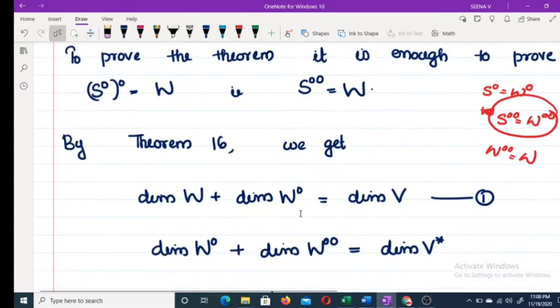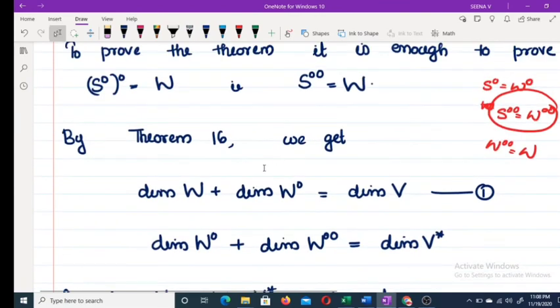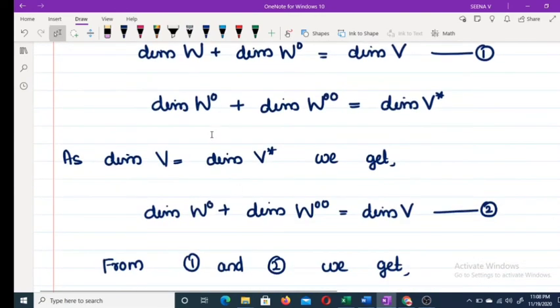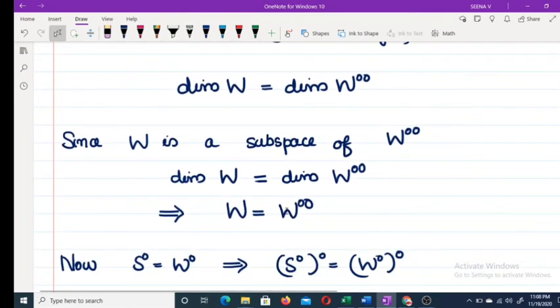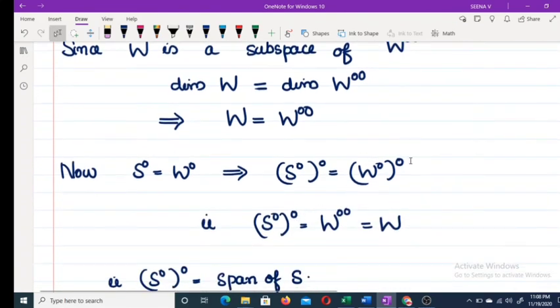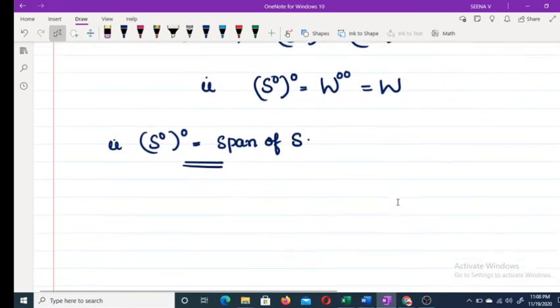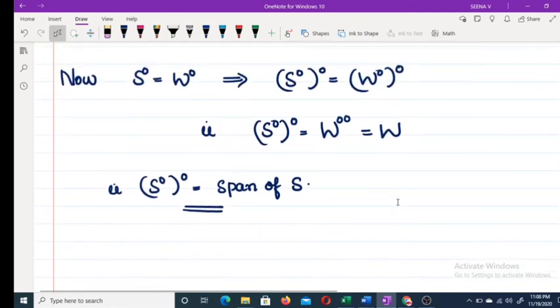From 1 and 2, if you compare this, we get dimension of W is equal to dimension of W double naught. W is a subset of W double naught, which satisfies the condition dimension of W equal to dimension of W double naught, and that implies W equal to W double naught. Therefore S double naught is equal to W double naught, which is equal to W. Therefore S double naught is equal to span of S. That's all for this session.